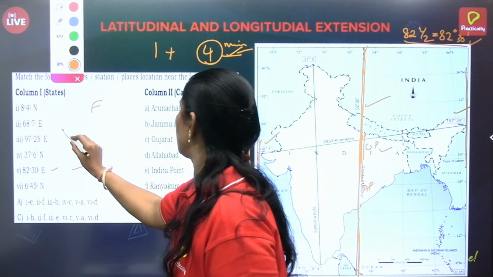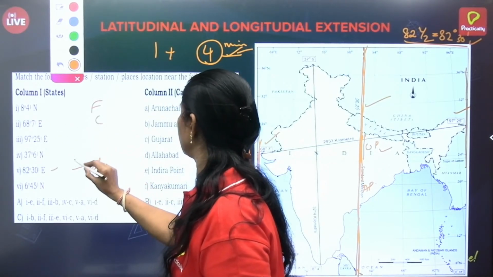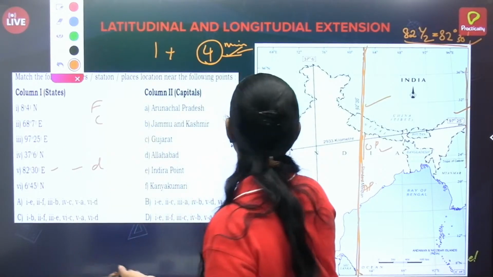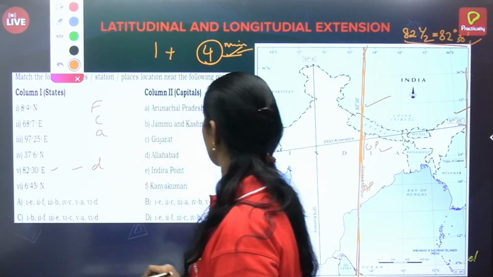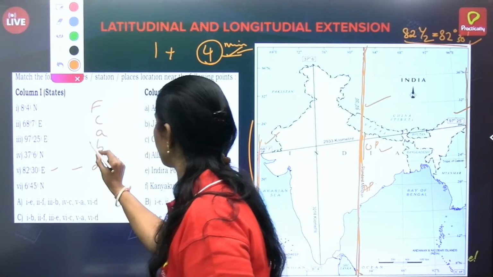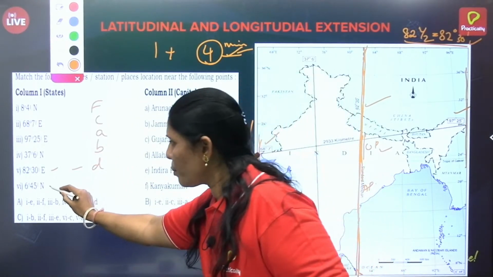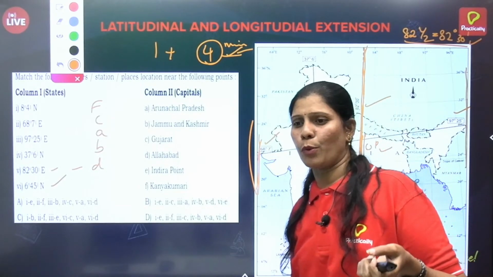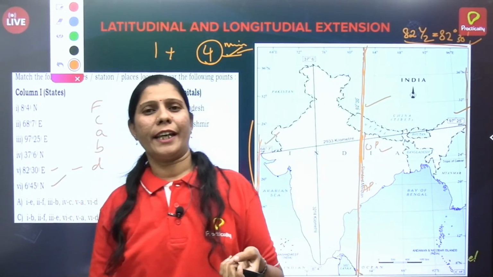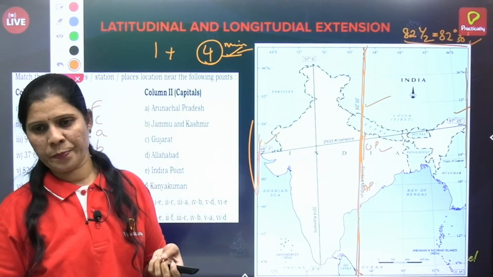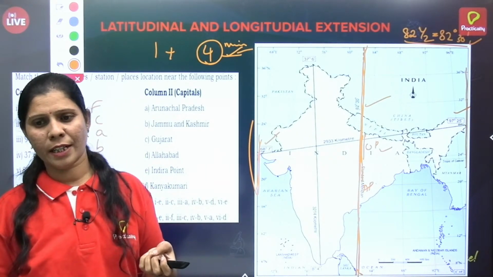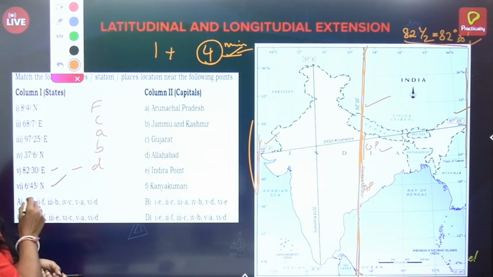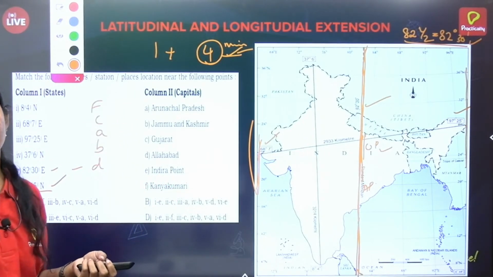F, C, 97, Arunachal Pradesh, Jammu and Kashmir. Okay, and what about this 6 degrees 45 minutes longitude? Can anyone tell me what this longitude is? Can I get an answer from you? Children, can I have an answer for this 6 degrees 45 minutes?